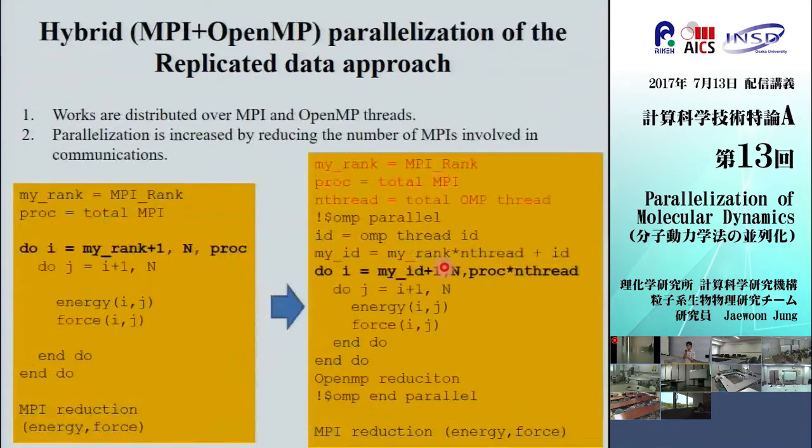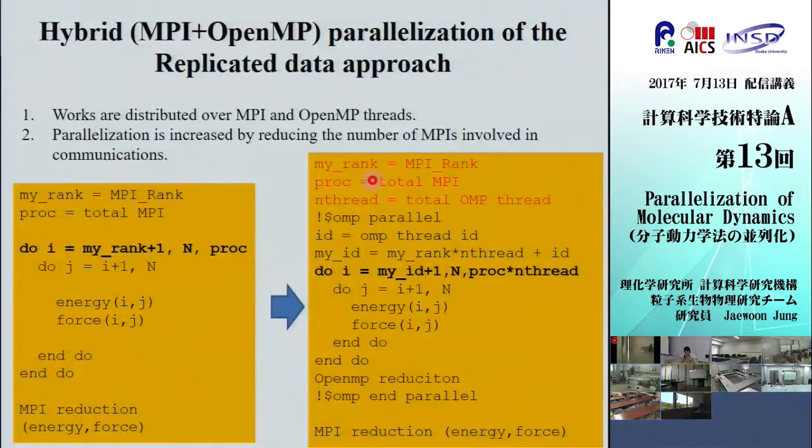Of course, even in the replicated data approach, you can assign hybrid parallelization by combining MPI and OpenMP. So we distribute the computational work over MPI and OpenMP. We can assign parallelization after the calculation of energy and force. So this is the conventional flat MPI parallelization, and the right one is the hybrid parallelization.